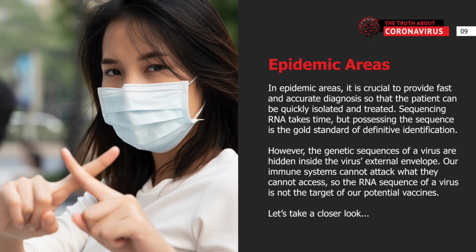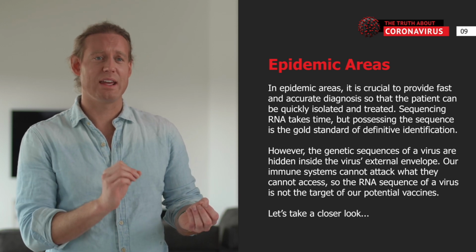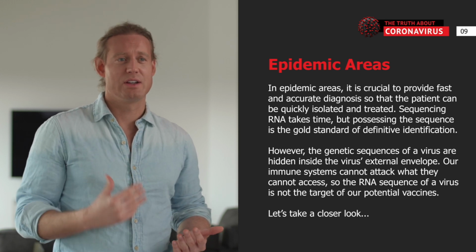In epidemic areas, it is crucial to provide fast and accurate diagnosis so that the patient can be quickly isolated and treated. Sequencing RNA takes time, but possessing the sequence is the gold standard of definite identification. Besides, the genetic sequence of a virus is hidden inside the virus external envelope. Our immune system cannot attack what it cannot access. So the RNA sequence of a virus is not the target of our potential vaccines.